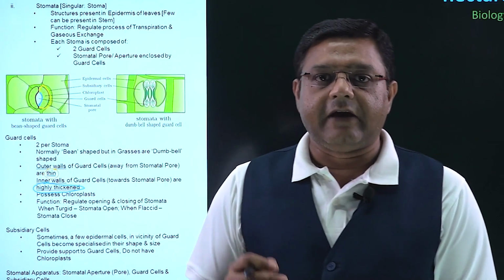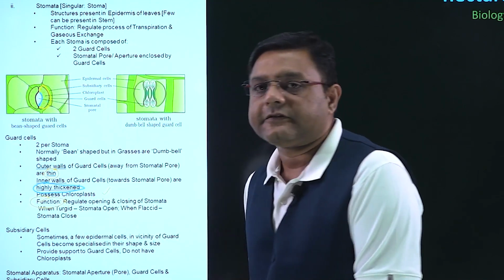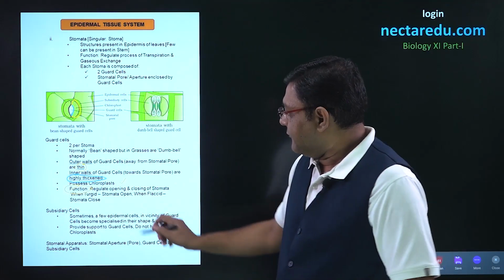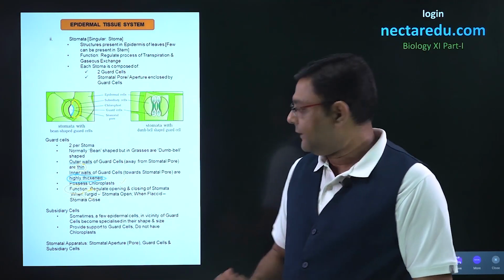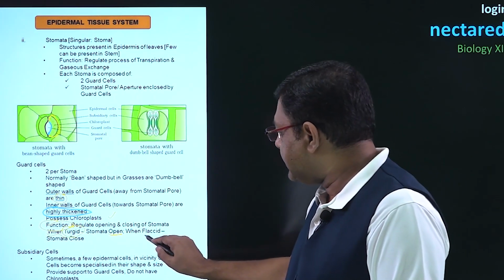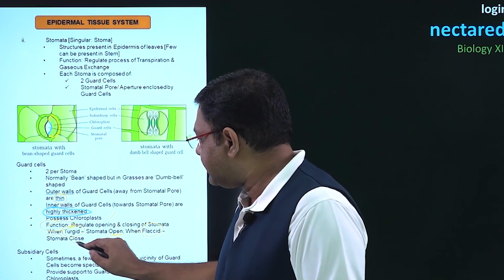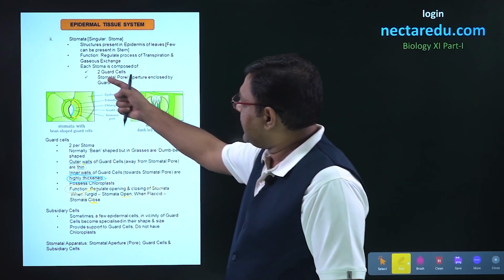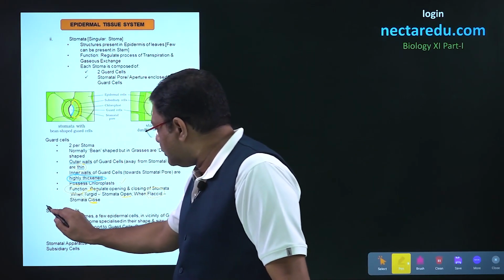Now, guard cells will have chloroplast in them, and the function of guard cells is that these regulate the opening and closing of stomata. When these guard cells are turgid, that is, water is filled in them, in that case, stomata will open. And when guard cells are flaccid, that is, they do not have water inside them, in that case, stomata will close.